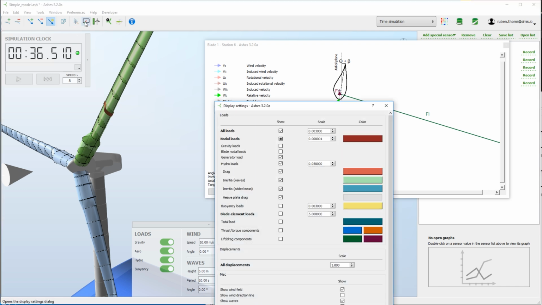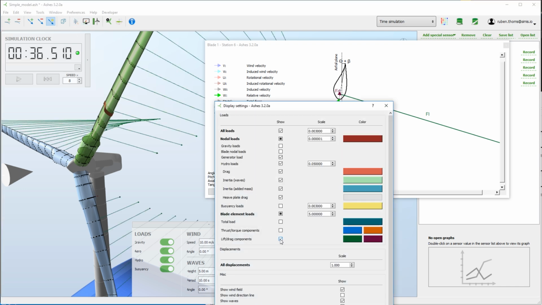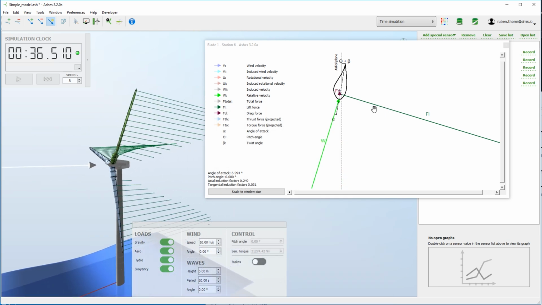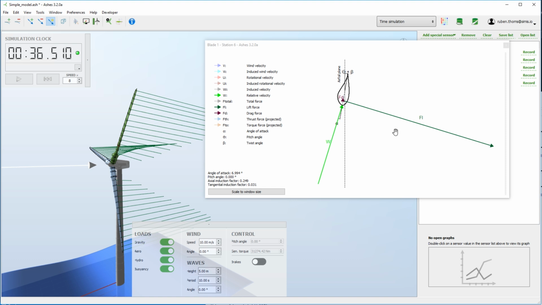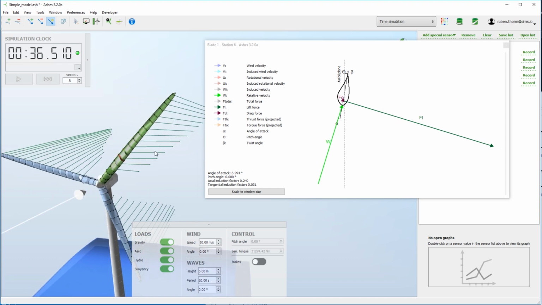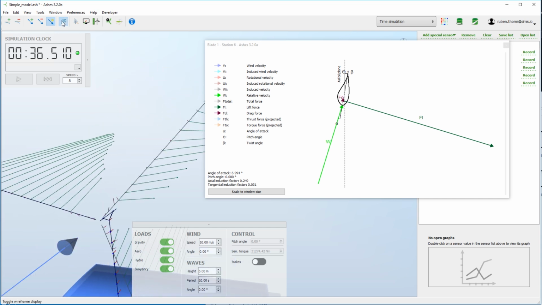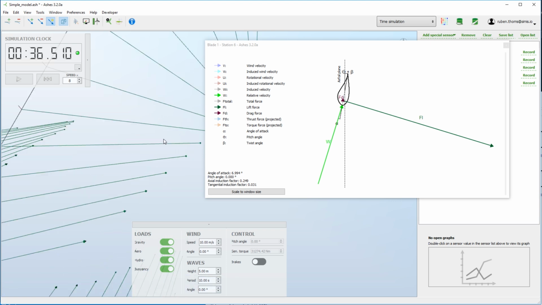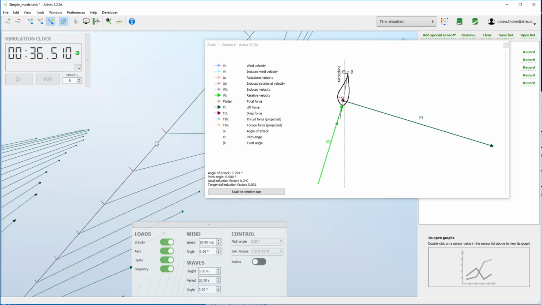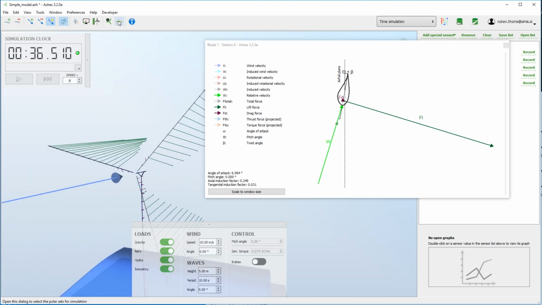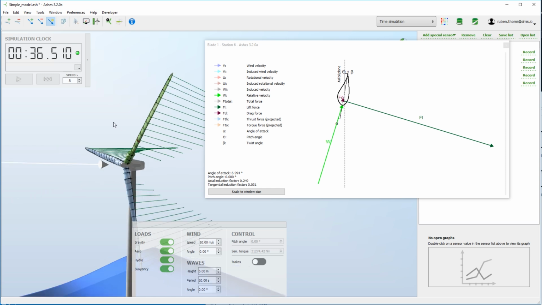So I can click here and select lift and drag components. And what you see now here on the turbine are the same vectors as you're seeing here. So the green one here, that is the lift force, and the drag force, well, it's actually so small that we don't really see it. I can go into wireframe mode and zoom in a little bit. And here we can see there's some tiny little arrows, which are the drag force, which again is much smaller than the lift force. Okay, I can get back to this mode.